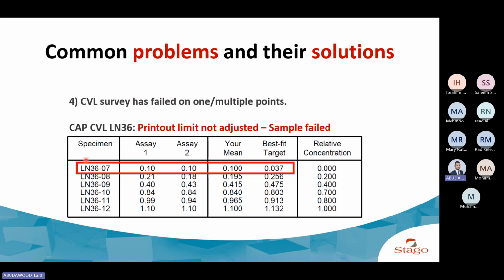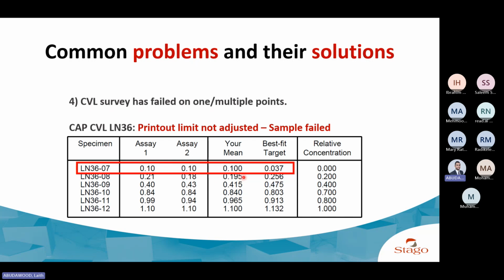Now, this is LN36, sample 7. Assay 1, assay 2, these are your results. You run them in duplicate. First result was 0.1, second result was 0.1, because the analyzer will not allow you to report anything below 0.1 because of the printout limits. So your mean is 0.1.